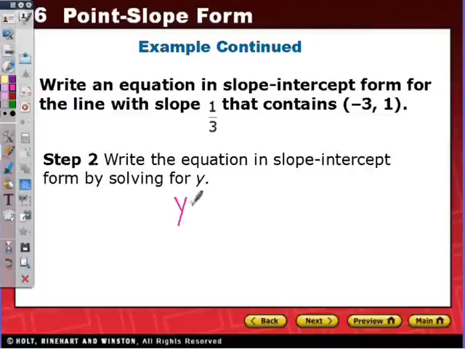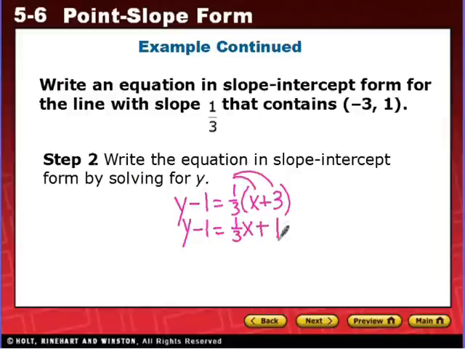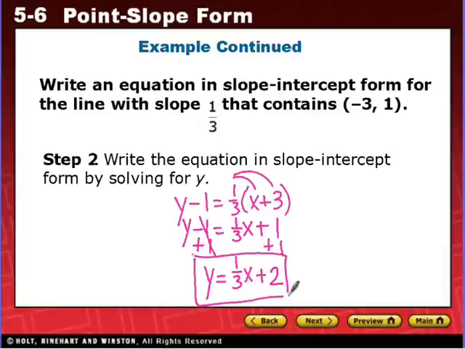So we had y minus 1 equals 1/3 times x plus 3 after we zip zap. So we distribute. Y minus 1 equals 1/3 x plus 1/3 times 3. That's just 1. And now I'm going to add 1 to both sides to get rid of this, keep y all by itself. And I have y equals 1/3 x plus 2. And that's the answer, the line in slope-intercept form.